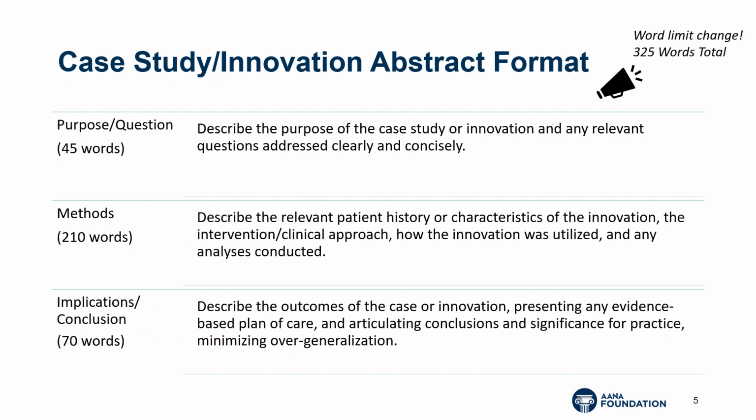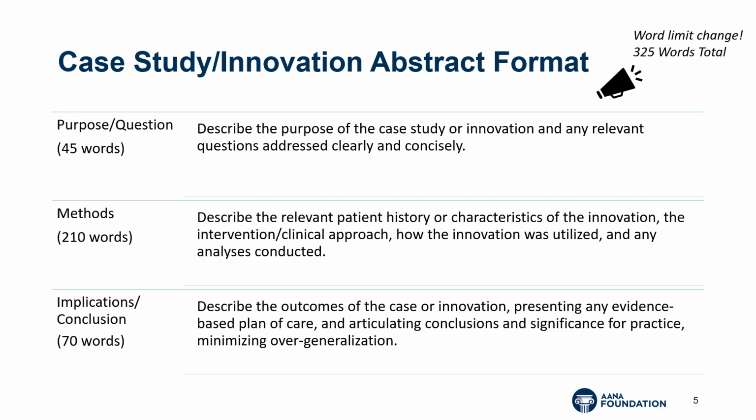This is the format for case study or innovation abstracts. Here there are three sections. The first section is the purpose or question with a 45-word limit. Here you'll describe the purpose of the case study or innovation and any relevant questions and address that clearly and concisely. The second section is the method section with a 210-word count limit.